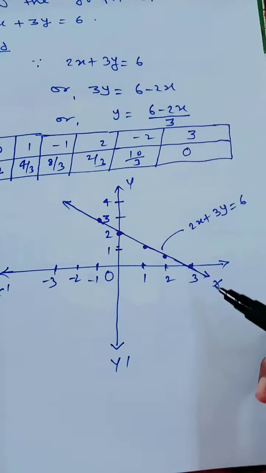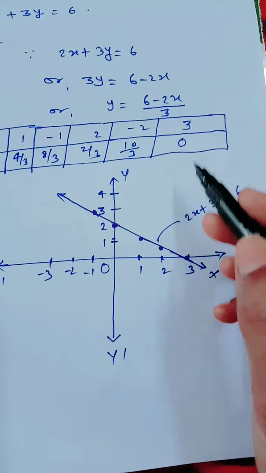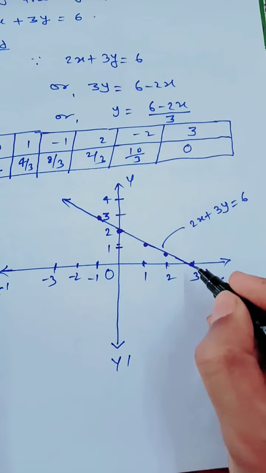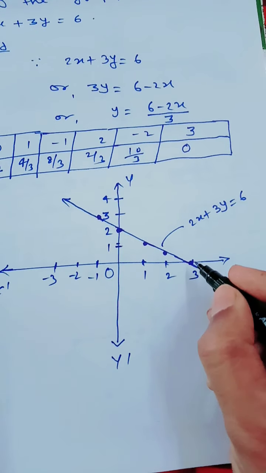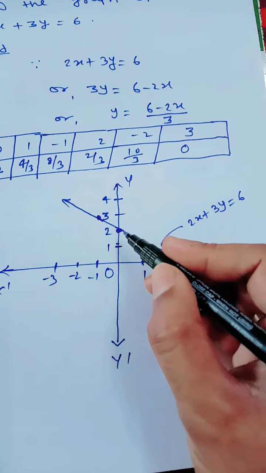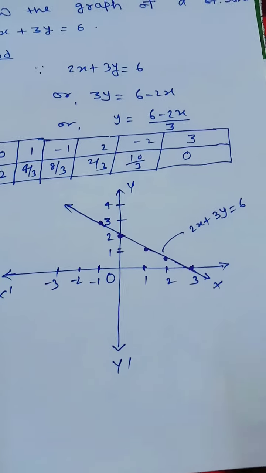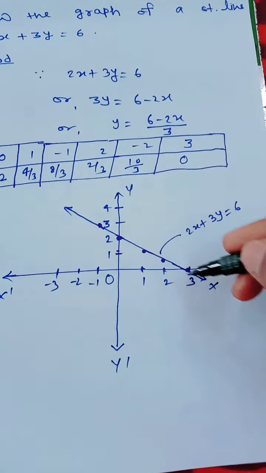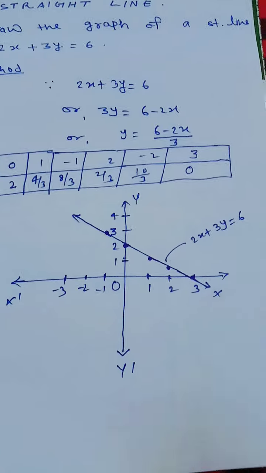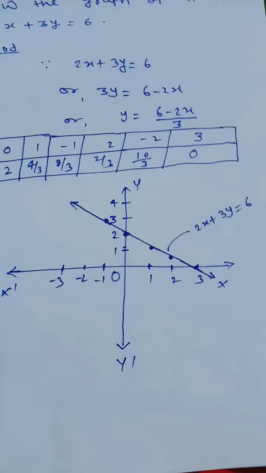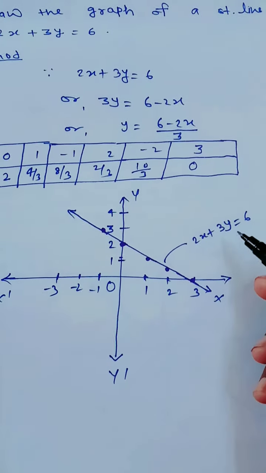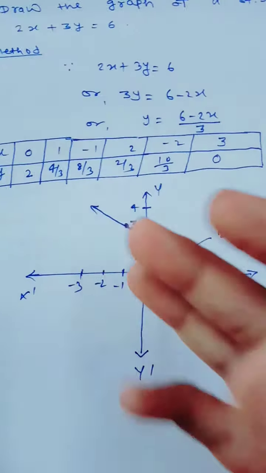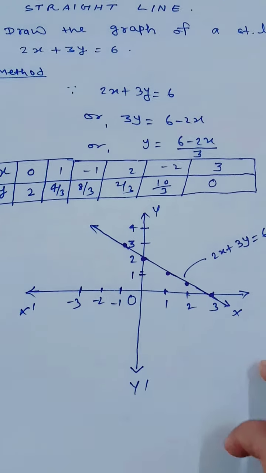Now the last point (3, 0). Here x is 3 and y is 0. On the x-axis y will be 0 and on the y-axis x will be 0. Now we will join these points with a straight line and we can easily get the graph of 2x plus 3y equal to 6. This is one method to draw the graph of a straight line.